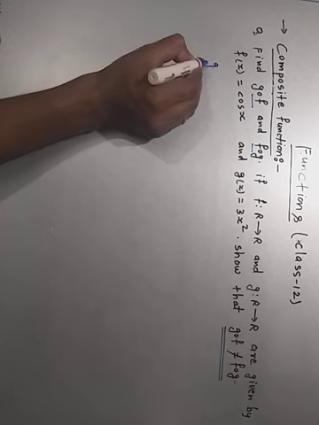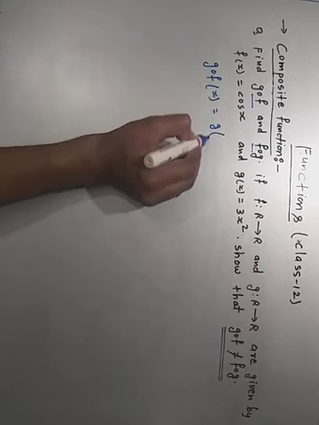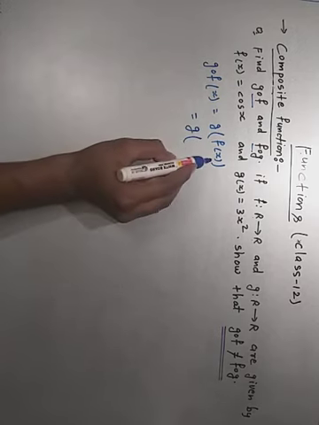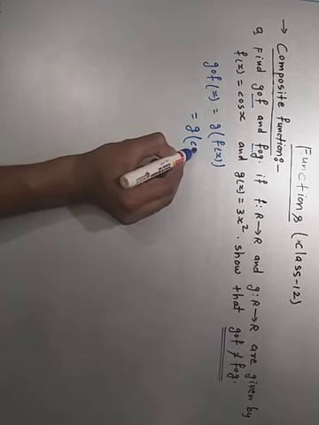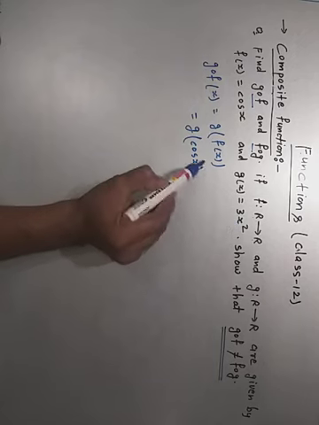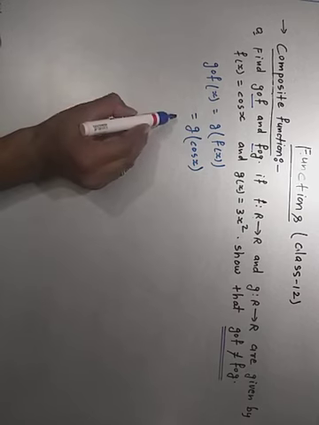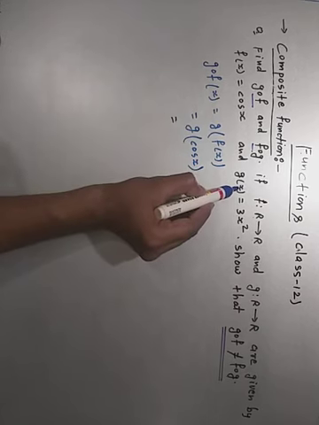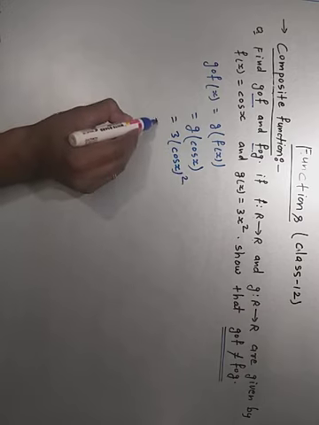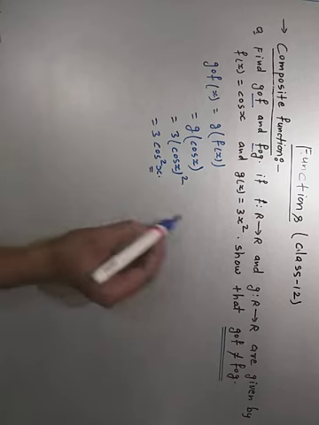So first we will find gof. For gof of x, this can be written as g of f of x. So then g of f of x, put the value of f of x, that is equal to g of cos of x. So now g of x is equal to 3x square. So now g of cos of x can be written as 3 into cos x the whole square. Just put cos x in place of x here. So that will be 3 into cos x the whole square. It means 3 cos square x. So now this is gof of x.